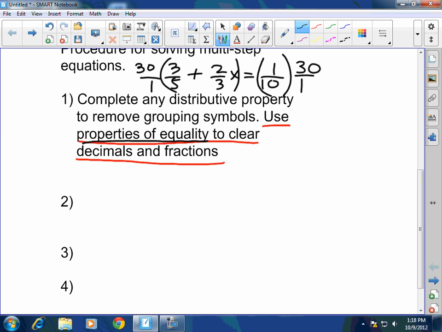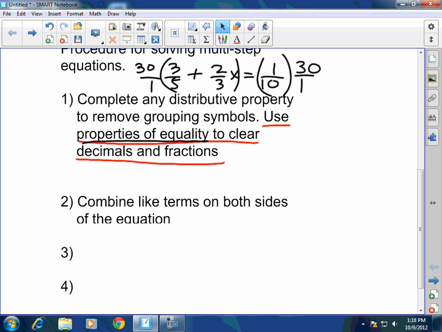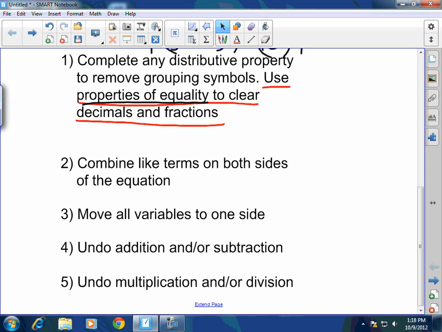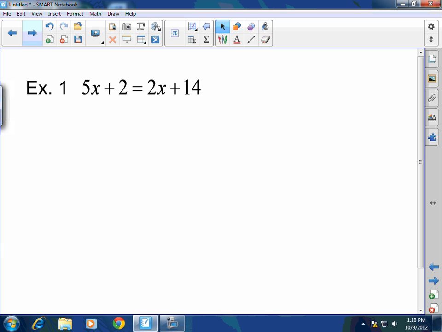So that's the one main difference here, okay? You use properties of equality to clear decimals and fractions. Then it's all the same. Combine like terms on both sides of the equation. Move all the variables to one side. Undo addition and subtraction. And then undo multiplication and or division. So it's all the same. The only thing we added is once you are done with the distributive property, go ahead and get rid of decimals and fractions using properties of equality. Okay, so let's get to it.